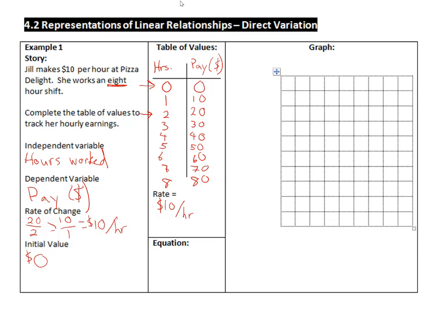The equation for this would look like this. Y equals 10 times x. And if you look up here, back above in our table of values, if x is 0, y is 0. If x is 1, y is 10. If x is 2, y is 20. X is 3, y is 30. It's just 10 times the x value. That's why y equals 10x.